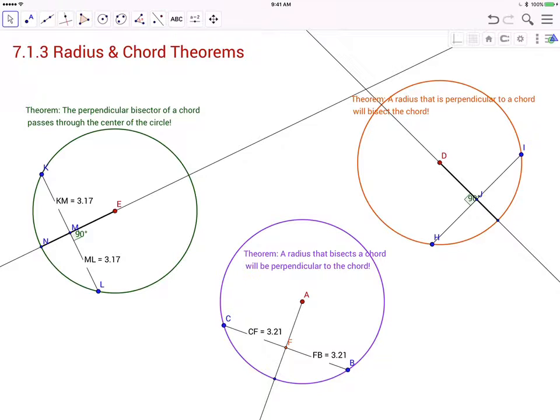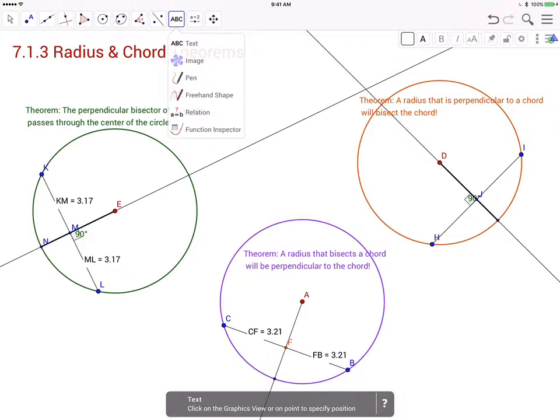I'm going to do a quick sketch of what the proofs look like of each of these, and again, these will be great tools down the road as we look at pictures and figures that have radii and chords in them. I'm going to start over here with the orange circle and say that a radius that is perpendicular to a chord will bisect the chord. So the radius that I've drawn here is perpendicular. You can see that that's the case.